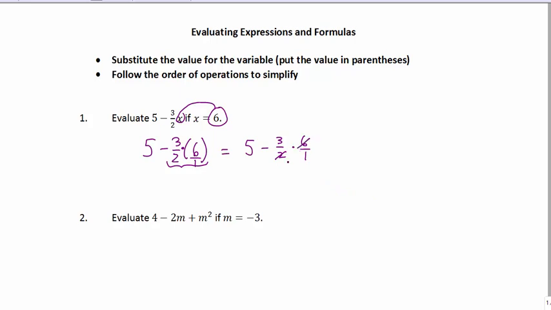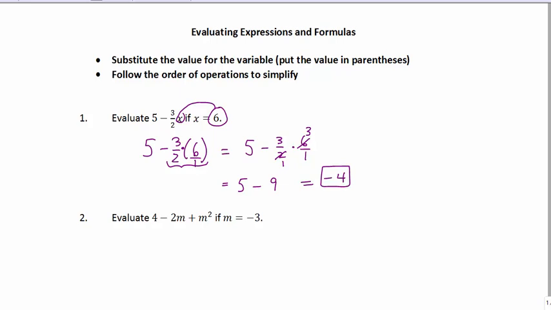2 and 6 have a common factor of 2. 2 divides into 6 3 times. So this is 5 minus 3 over 1 times 3 over 1. That's 9 over 1, or just 9. And 5 minus 9 is negative 4.